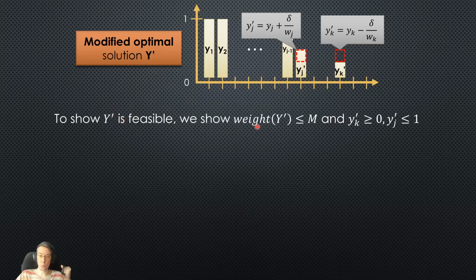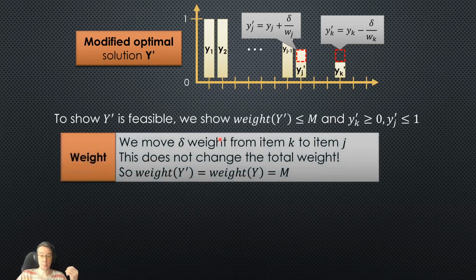So we're going to show that the weight of y prime is less than or equal to m. It respects the weight limit, and that the item k that we're removing some of hasn't become negative since we removed too much, and the item that we're adding something to, y_j prime, item j, we haven't taken now more than the entire item. We want to say it's still less than or equal to 1.